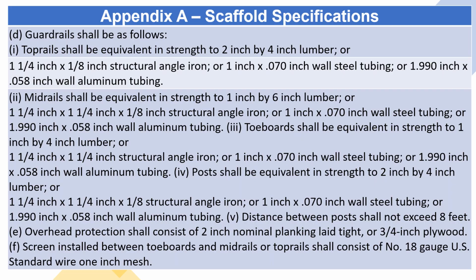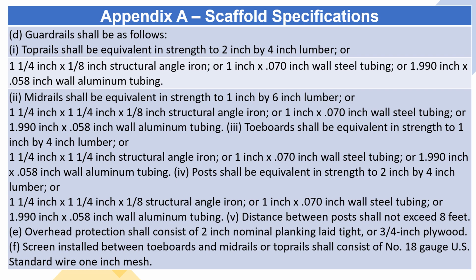D. Guardrails shall be as follows. 1. Top rail shall be equivalent in strength to 2 inch by 4 inch lumber, or 1 1/4 inch x 1/8 inch structural angle iron, or 1 inch x 0.070 inch wall steel tubing, or 1.990 inch x 0.058 inch wall aluminum tubing.